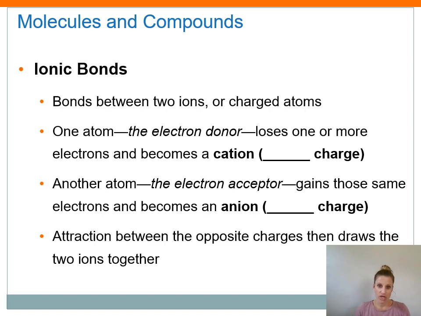So you've got an electron donor, and then the other atom is the electron acceptor. He takes those electrons that were given away. And because he's taking those negative charges, now he's going to have more negatives, and he's going to become an anion. Anions have an overall negative charge, again, because they have more electrons. Then I have two atoms. One's positive and one's negative, and opposites attract. So they're pulled together just like a magnet, and those two atoms are held together like a magnet, forming an ionic bond.